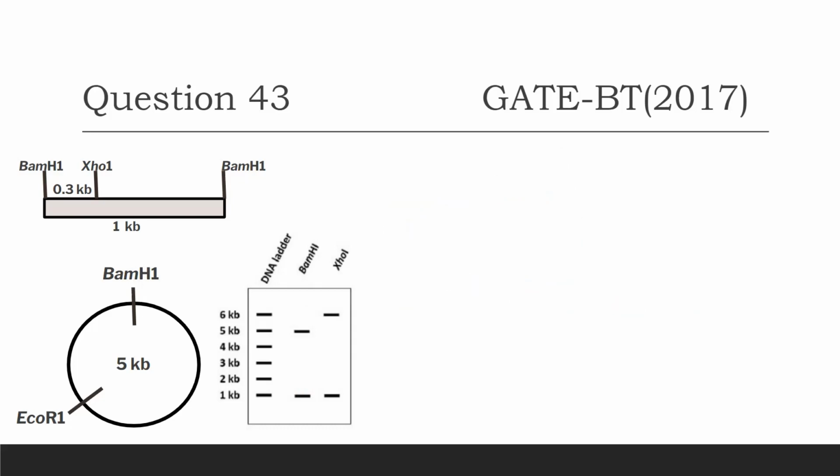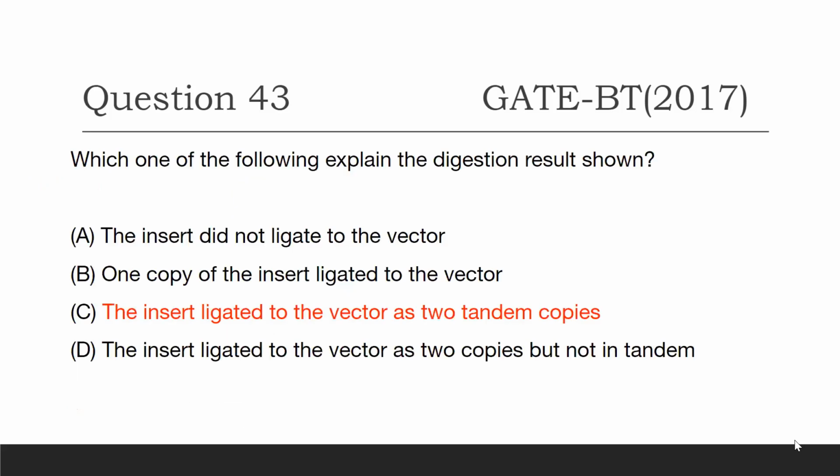So amongst all the options that we have seen, there is only one option which is correct, and that is option C, that the insert ligated to the vector as two tandem copies.